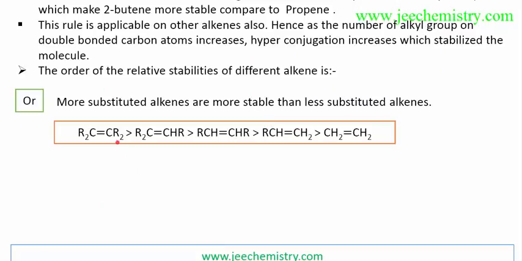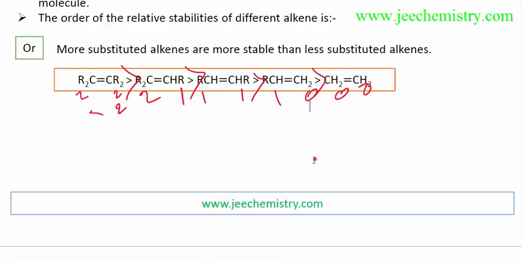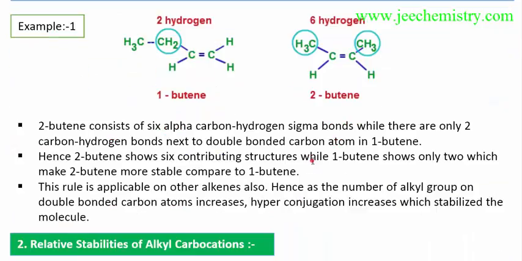R2C means 2 methyl groups, 2 methyl groups, 1 methyl group, and 0 methyl groups. So the increasing order of stability due to hyperconjugation is shown. As in this example, there is an unsaturated system with 2 hydrogens at alpha positions, 3, 6 hydrogens, 2 hydrogens. So it has more hyperconjugation, and it will increase the stability of the compound.